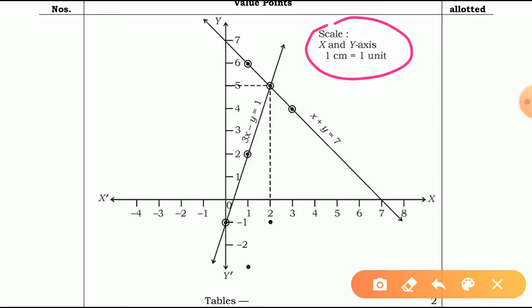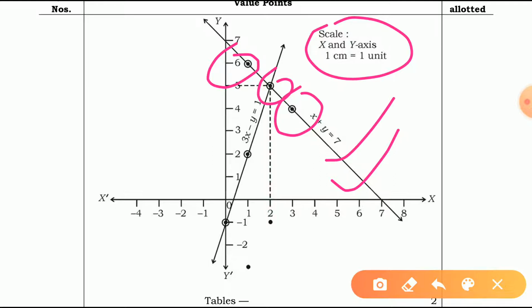Here this line is x plus y is equal to 7. Here x is equal to 1, y is equal to 6, this point. Similarly x is equal to 2 and y is equal to 5, we consider this point. X is equal to 3, y is equal to 4. Joining these 3 points, we get this line. This line represents the equation x plus y is equal to 7. Similarly by using the second table, we plot the graph like this.